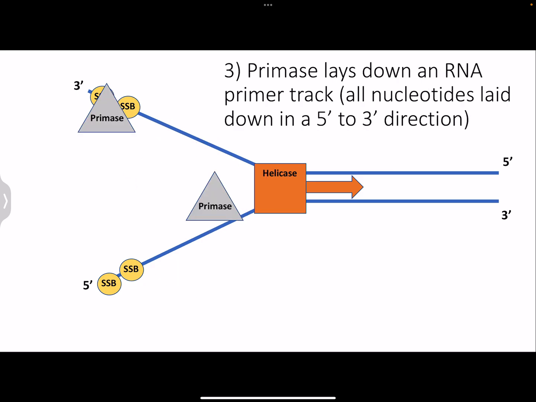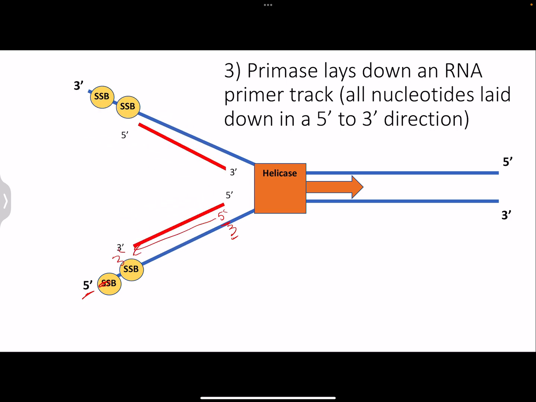Primase is going to go ahead. Now, there's only one thing I can think of that goes 3' to 5'. So pretty much, when in doubt, things are always laying down RNA or DNA in the 5' to 3' direction. So notice if this is 5', then I would say that this is 3', right? And so what the primase is going to be laying down is 5' to what we would call the 3' direction. And that's exactly what we see. It's going to lay down in the 5' to 3' direction.